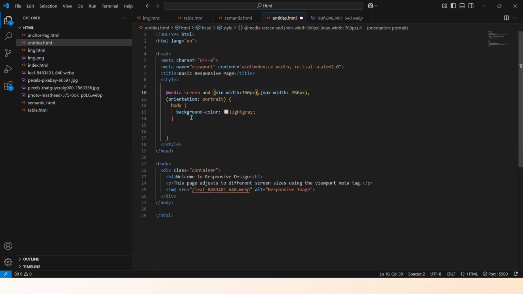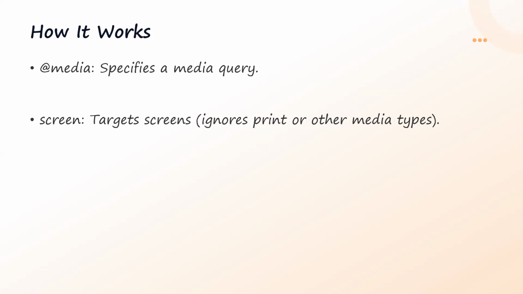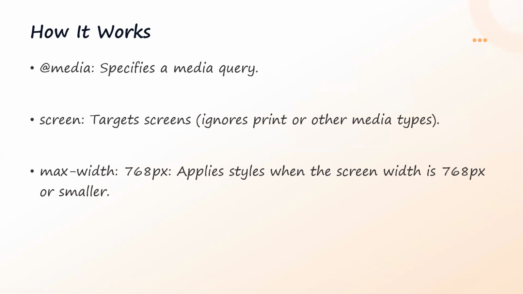So with this, let me change the background color to red so that it will be very obvious. But before I show you this in the browser, let's explain more. So how does it work? The @media specifies that we are using a media query to define a particular style. Then screen targets device screens only; it's going to ignore other media types. Then max-width applies styles when the screen width is 768 or smaller. But in our example, we also indicated min-width.